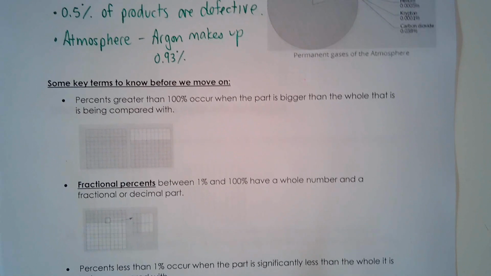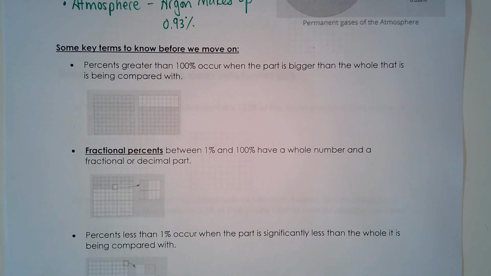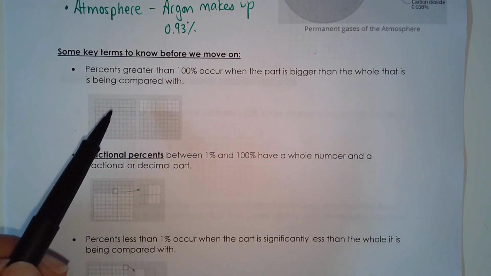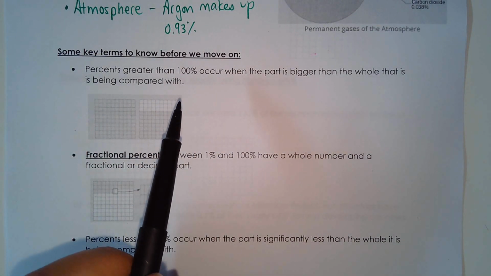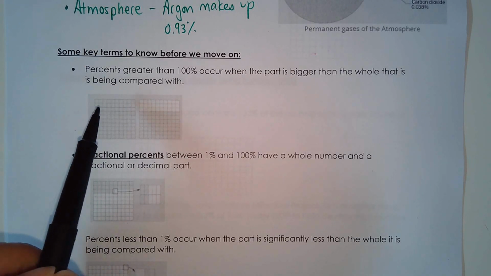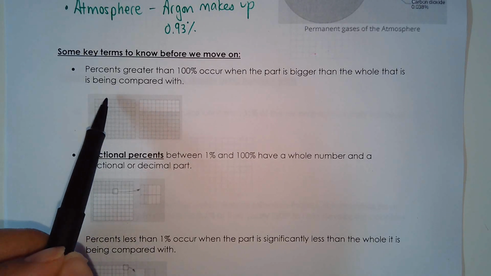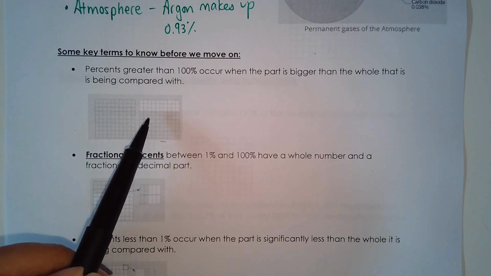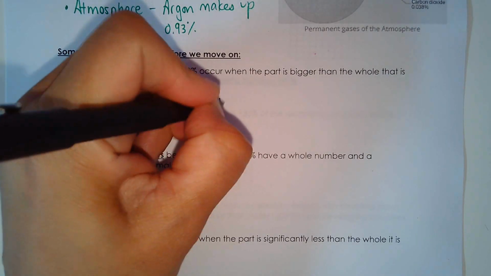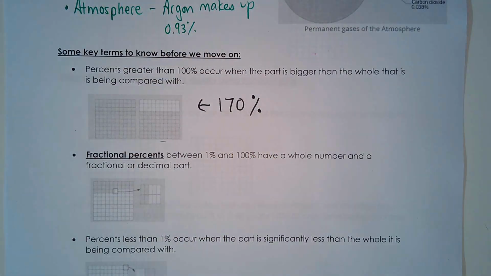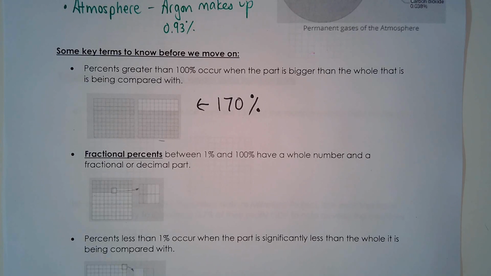So some key terms to know before we move on. Percents that are greater than 100% occur when the part, so the top number, is bigger than the whole that it's being compared to. So this picture here on the left, the shaded part is more than one whole grid. So we could write this as, this is 100, and here this is 70. So this is an example of 170%. So once again, the shaded part is more than one whole grid.